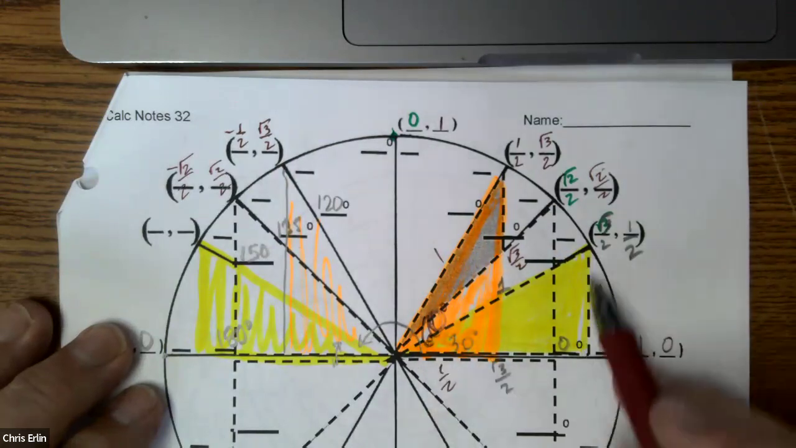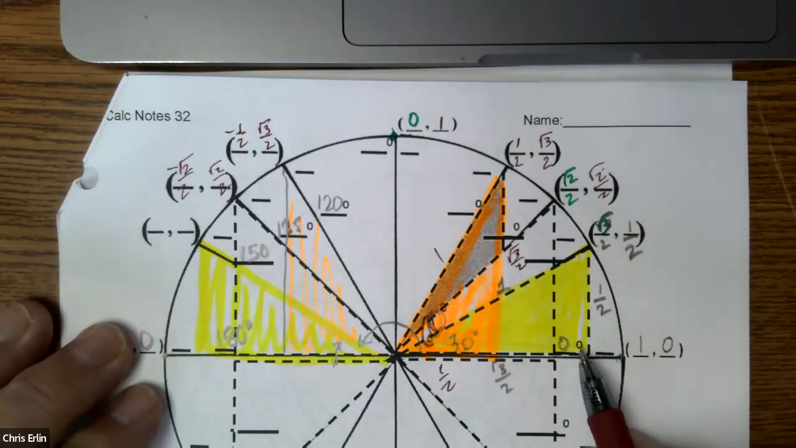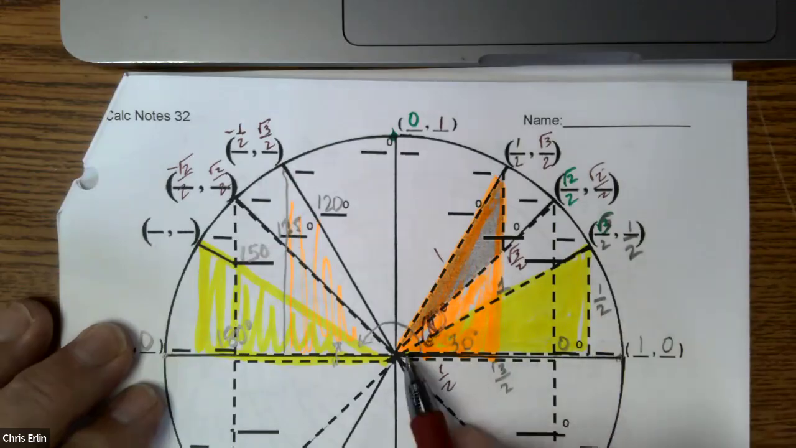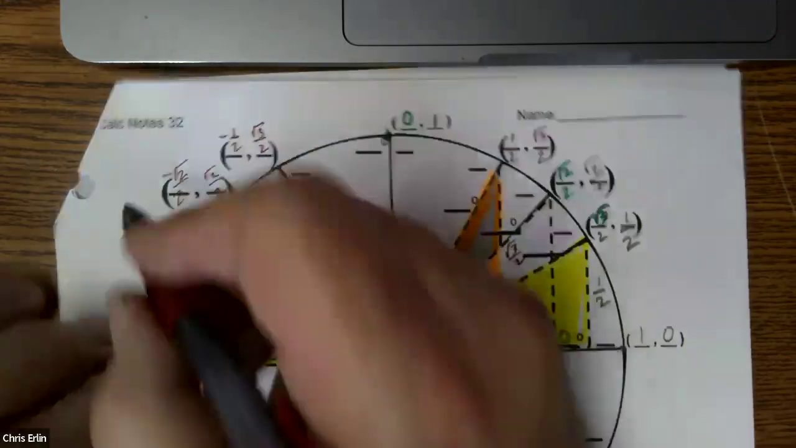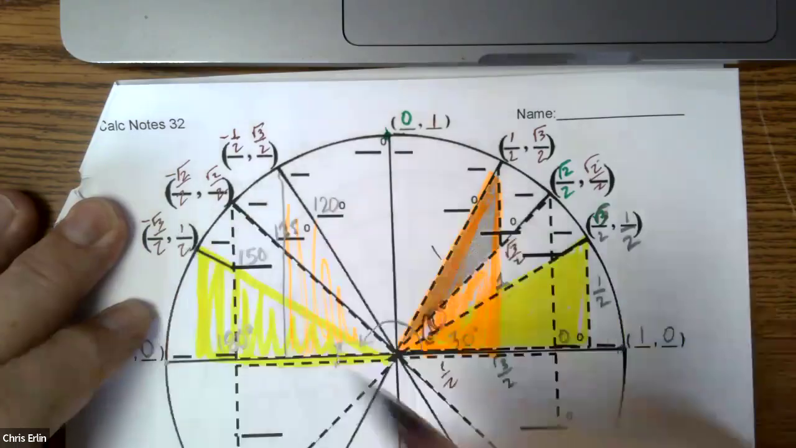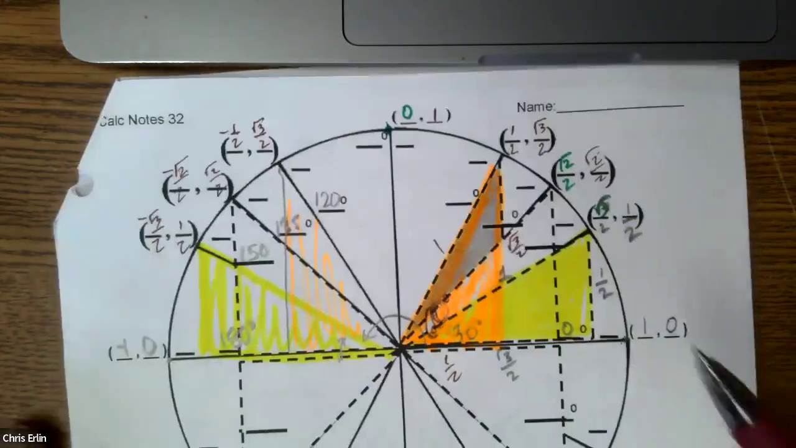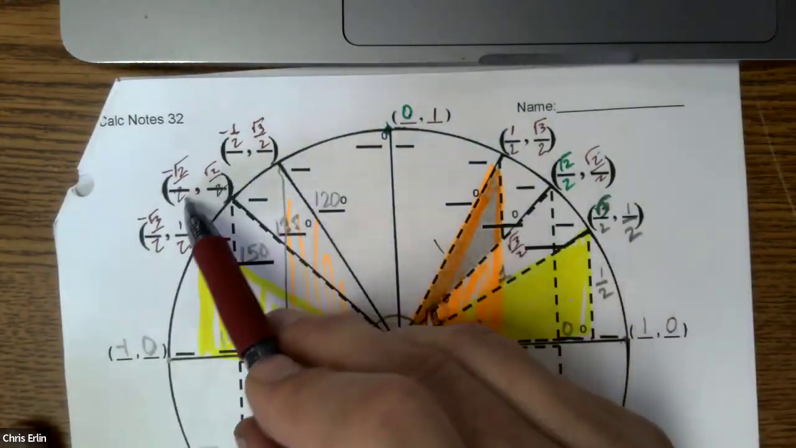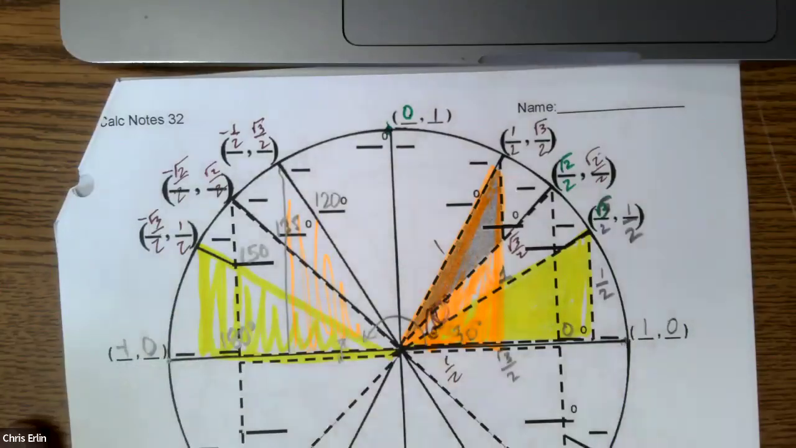And again, same with the 30-degree triangle. My wide triangle, so this is a root 3 over 2, but now it's going in the negative direction, so negative root 3 over 2, positive 1/2. And we get that same ratio, the 0, the 1 over 2, root 2 over 2, root 3 over 2, root 4 over 2.